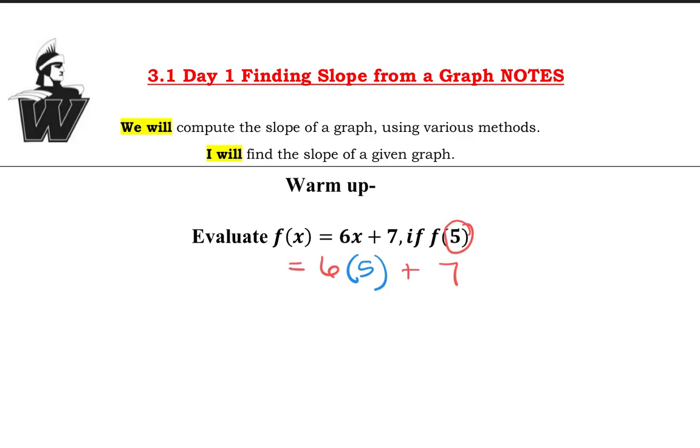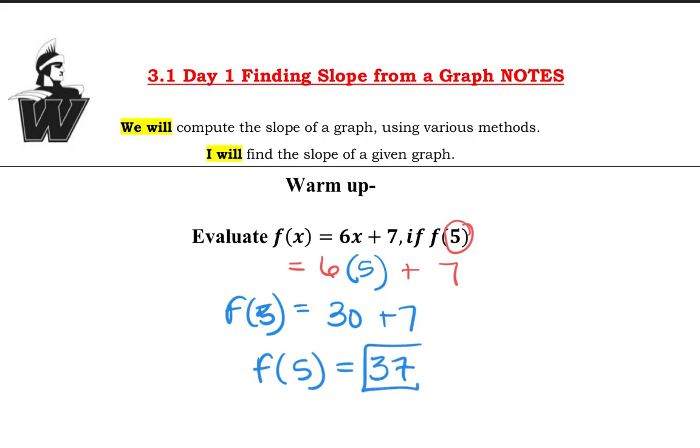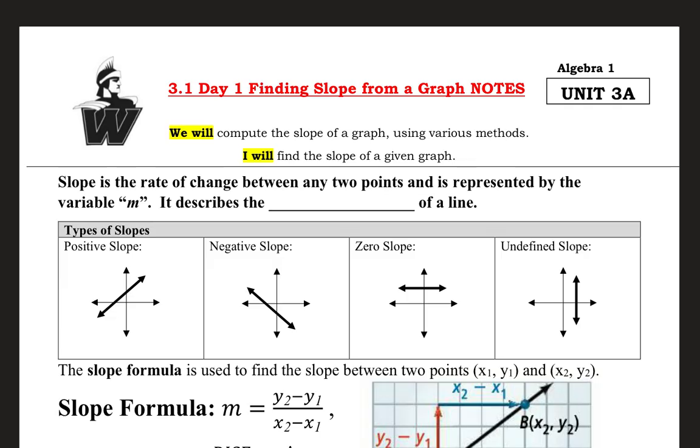We can do this by hand. What's 6 times 5? 30. And then what's 30 plus 7? 37. So when our x value is 5, we can say our y value has to be 37. That's it. Ready? All right, so what we're going to get into is slopes.